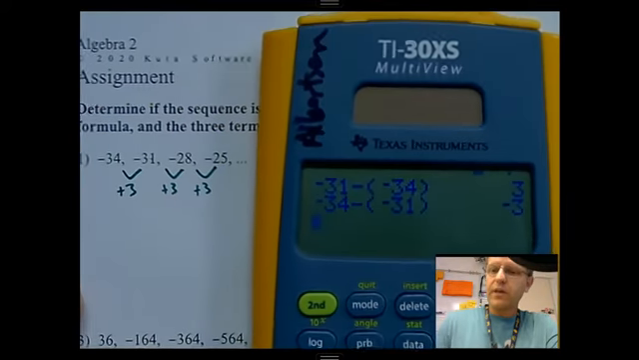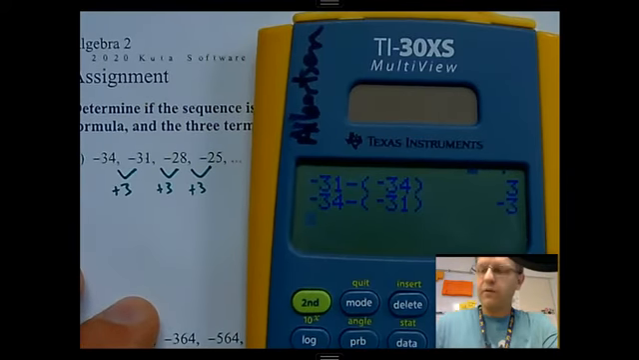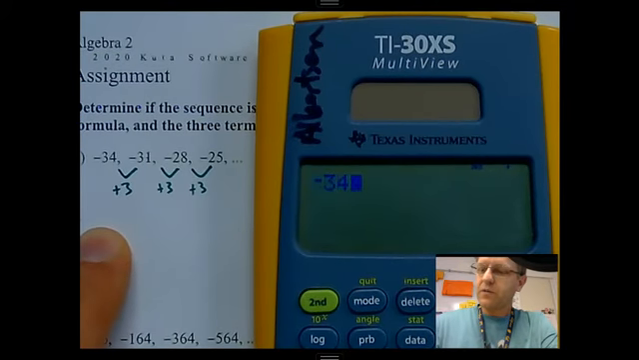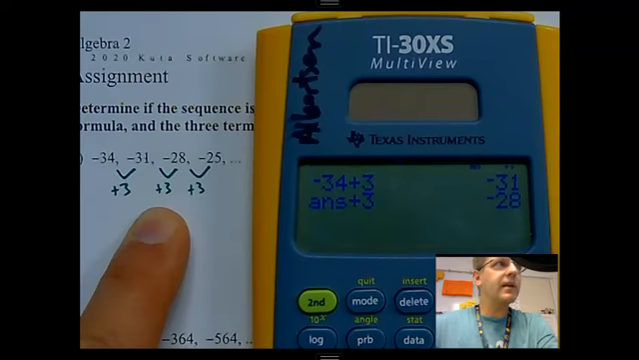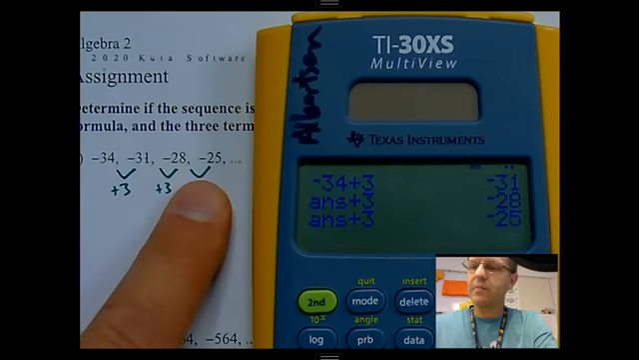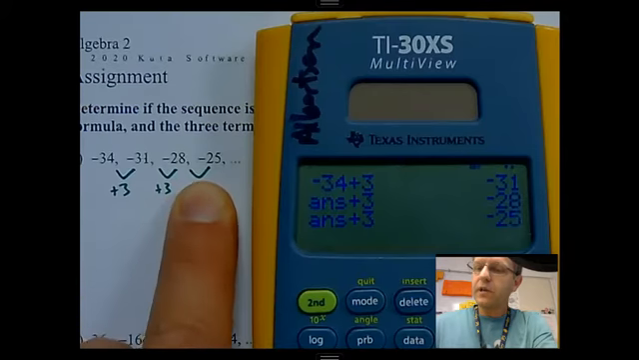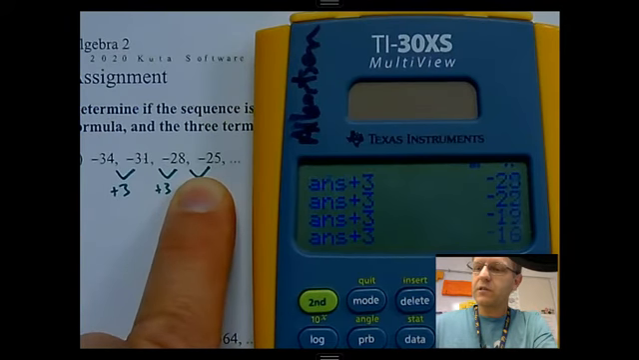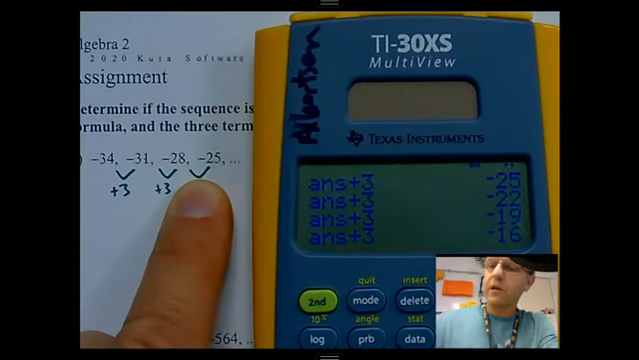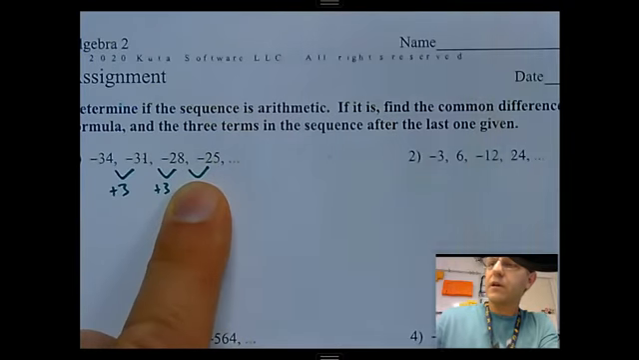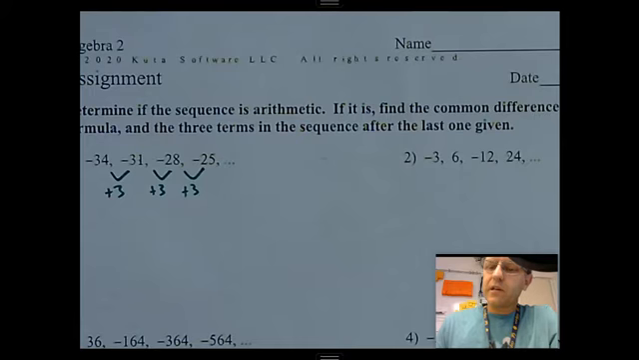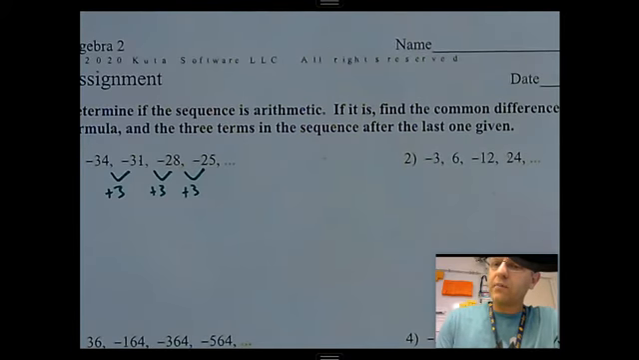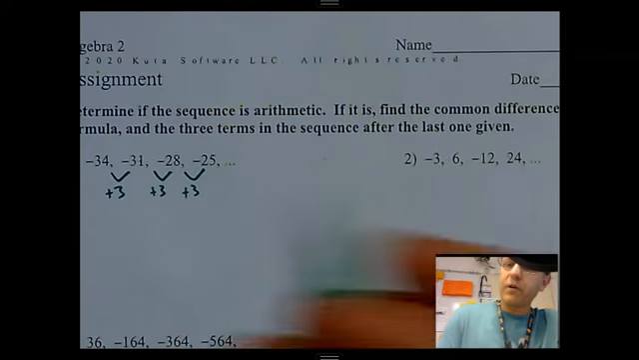And another way to check, if you're like, well, what if I don't know? If you got minus 34, try adding 3, see what you get. And then try adding 3 again, and try adding 3 again, and you can see that we're making exactly the pattern that's here. And so what if you needed to make the next few terms? Well, you just keep adding 3. So I think anybody can add 3, so I'm not going to do that part for you. The tricky part then is to write the arithmetic sequence, the recursive formula.